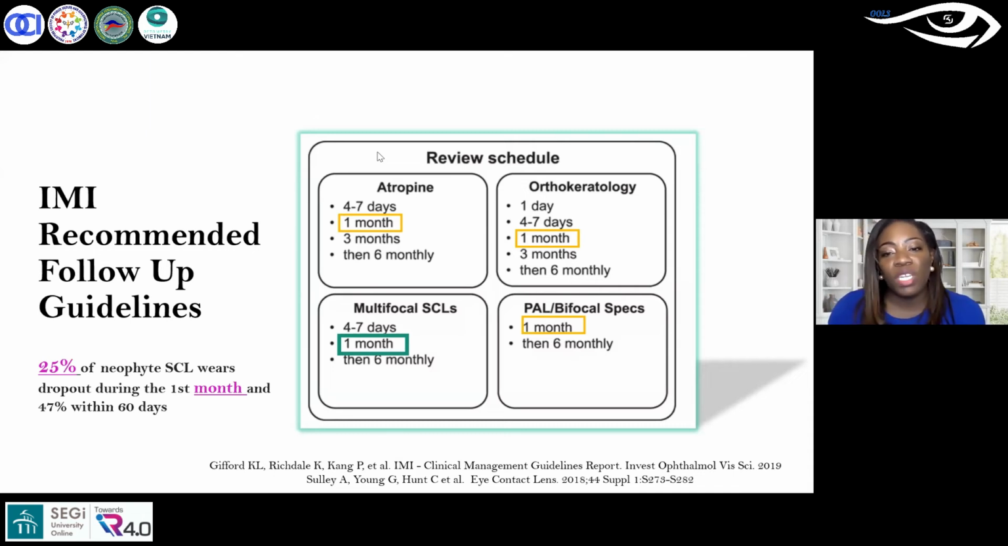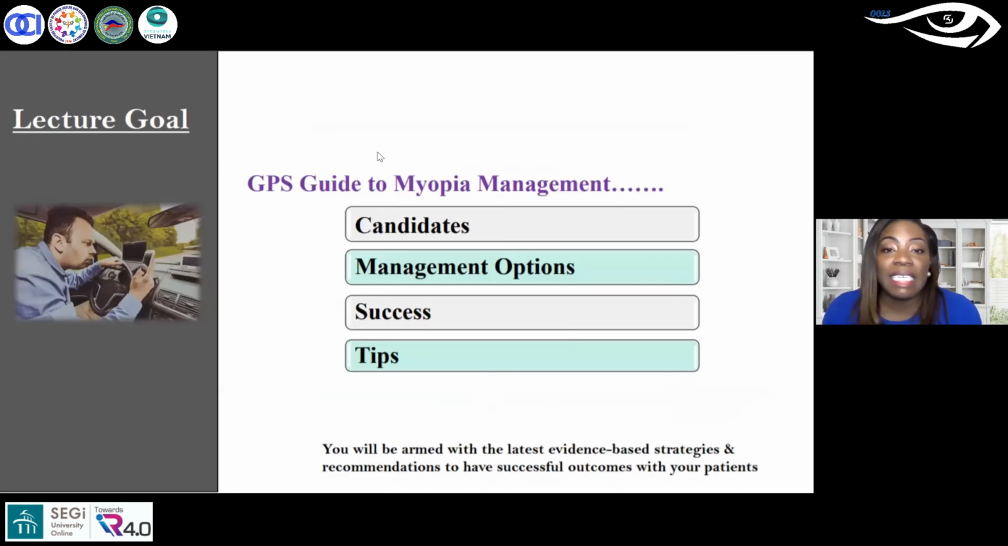So we definitely want to not just do the 1 week, but even the 1 month to just see how they're doing, even if it's a virtual call instead of them coming in person. And then even more so after the 60 days.